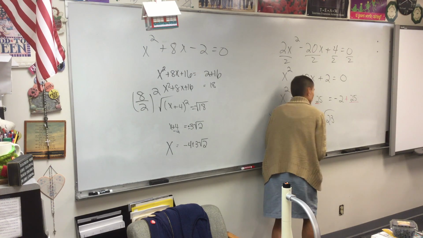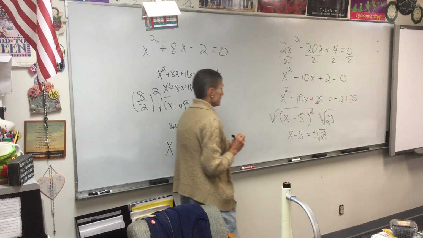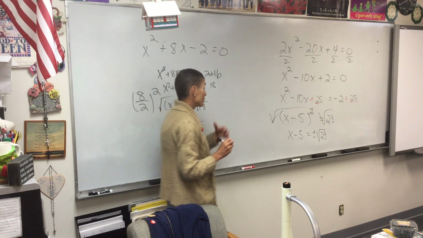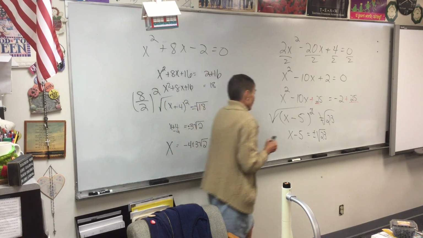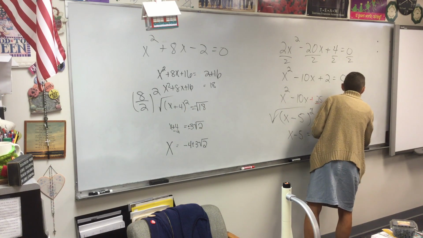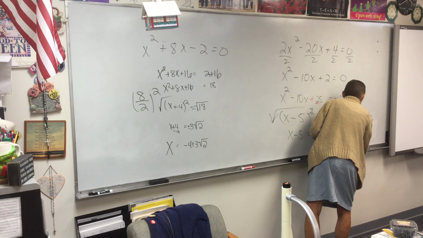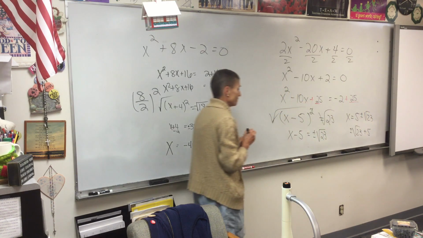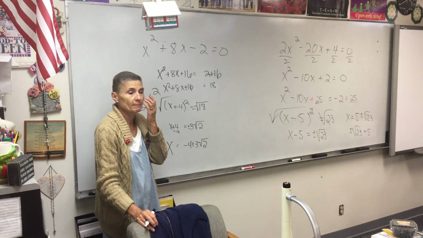Good job. I hope you remember that by the time I see you again, which is a long time away. And then we need to add the 5. You can add it at the front of the radical or the back. I prefer the front. I don't know why. x equals 5 plus or minus root 23. If you wrote plus or minus root 23 plus 5, that's absolutely fine. They are both the same thing, absolutely fine either way.